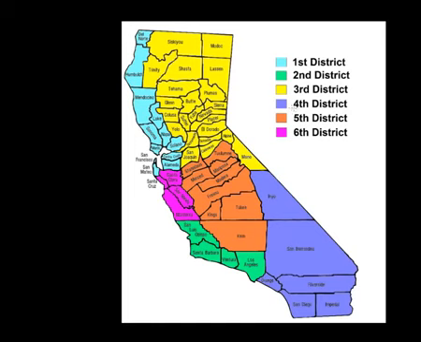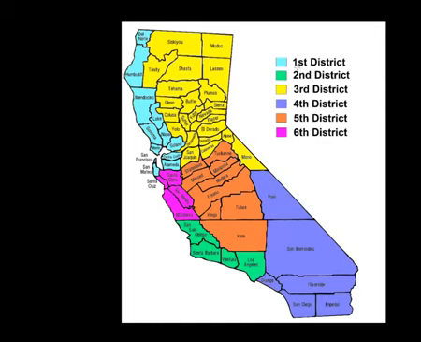And each of the districts is divided into counties. That's what these little divisions are, and they're all labeled. Now each of these counties has its own superior court. And as I said, the Superior Court is the trial court of the California state court system.